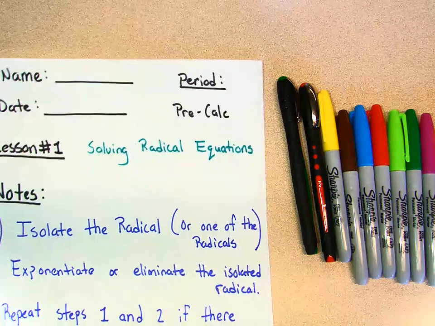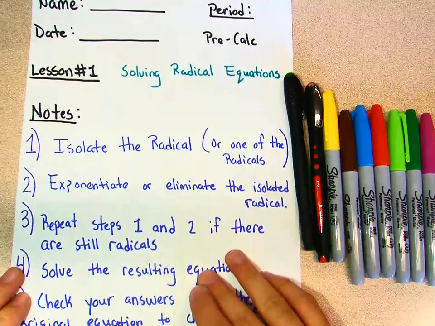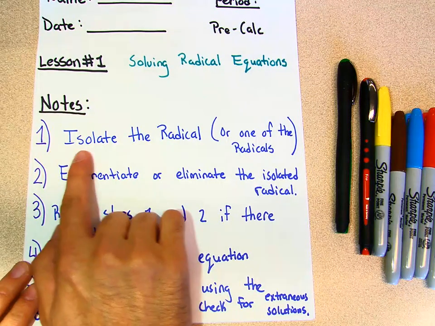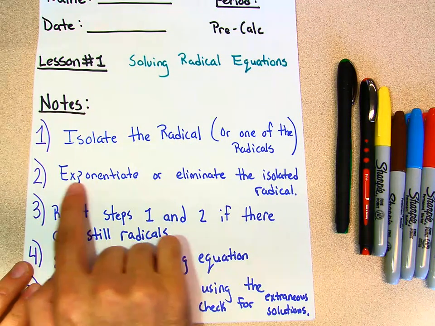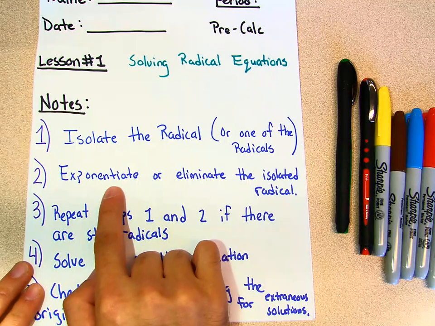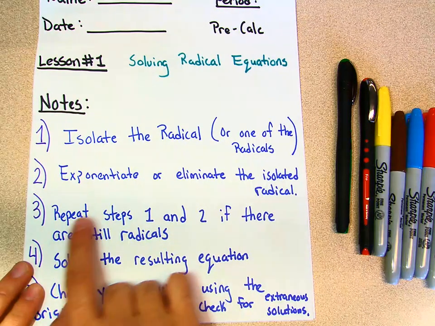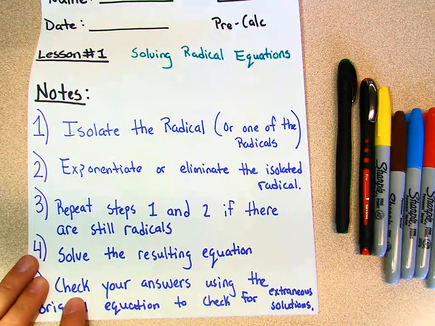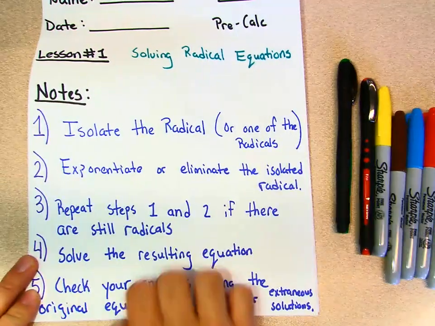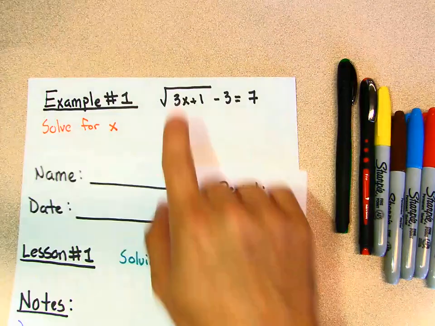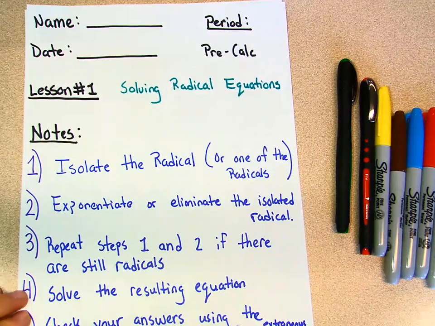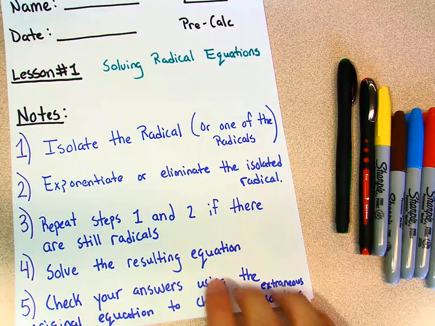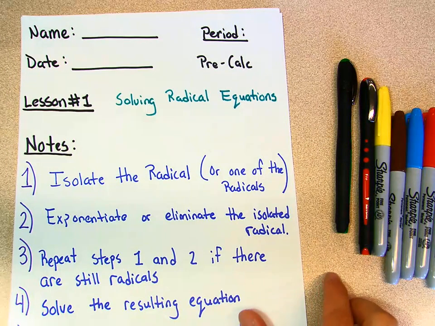What I'd like you to do is, if you feel a little shaky and want to review some of the notes to solve for this, have this in your notes, right? The first move is isolate the radical. Second is exponentiate, and I'll explain what that means, on both sides. Repeat steps 1 and 2, solve the resulting equation, and always, what do you do with these types of questions? Check your answer for extraneous solutions, right? Okay, so let's have this in your notes, and then we'll begin the first question.